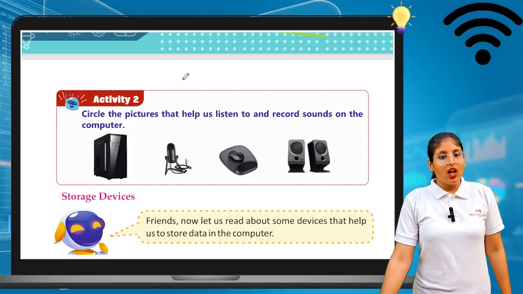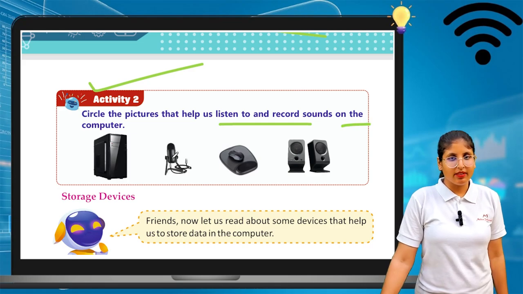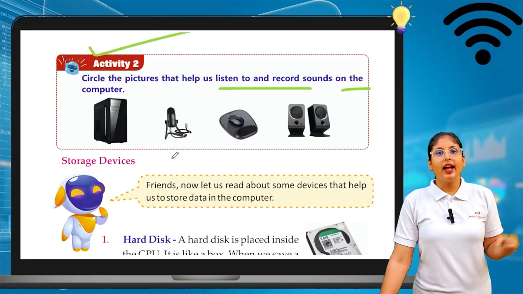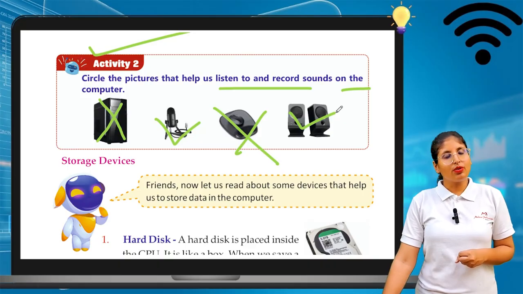Circle the pictures that help us to listen to and record music. These are some parts of the computer. You can circle the parts that are used to listen to music or to record some sounds. Of course, this is not there. This is there. This is also not there, and this is there, to listen to music or to record something.